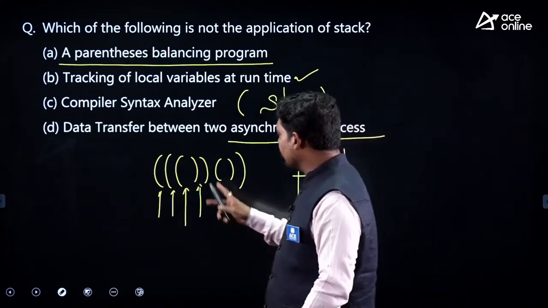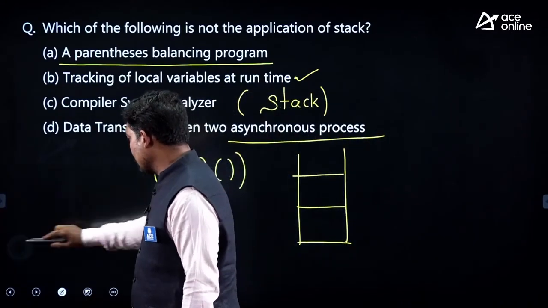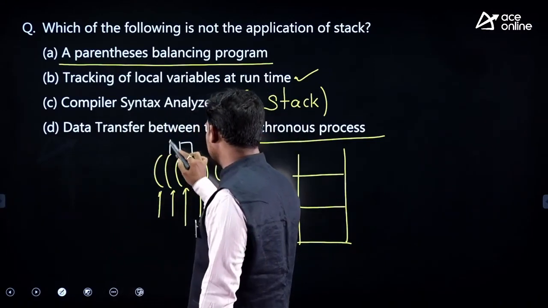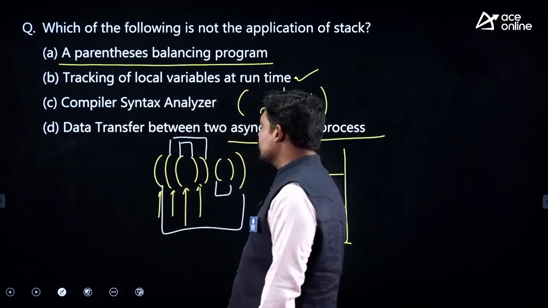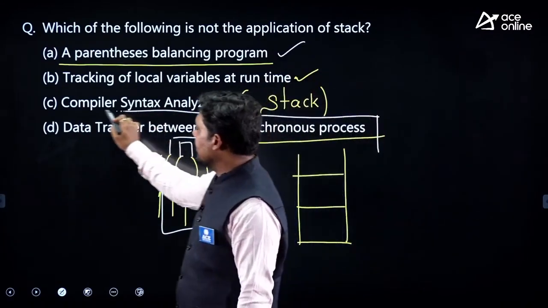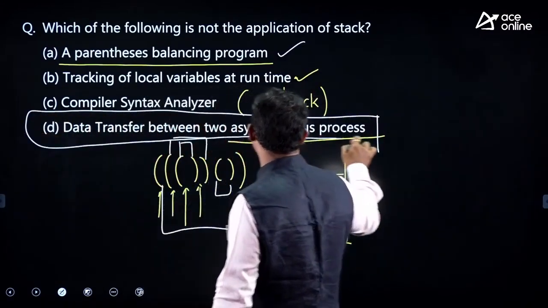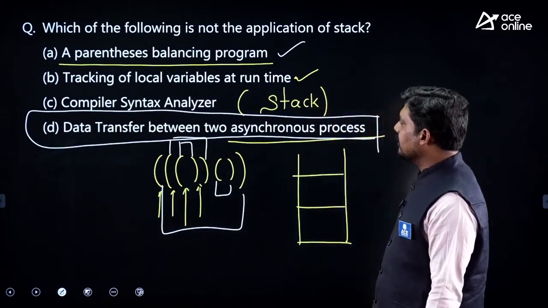You can also check here, verify this, that this is one part balanced, this is one part, this is also balanced, and this is balancing this one. So this is balanced and this is also an application. So last we are left with only this, the data transfer between two asynchronous processes. That is not the application of the stack.